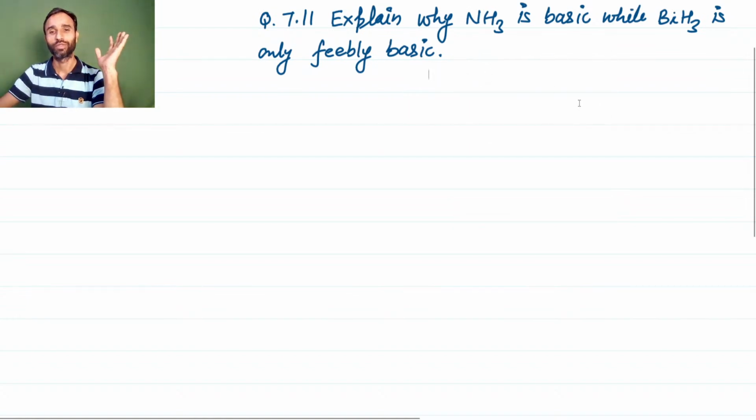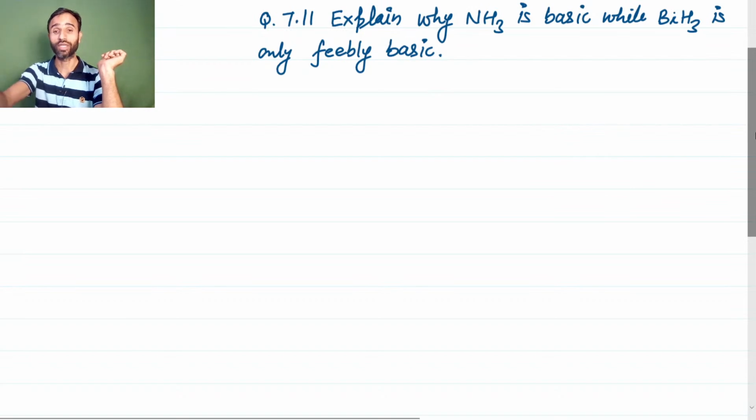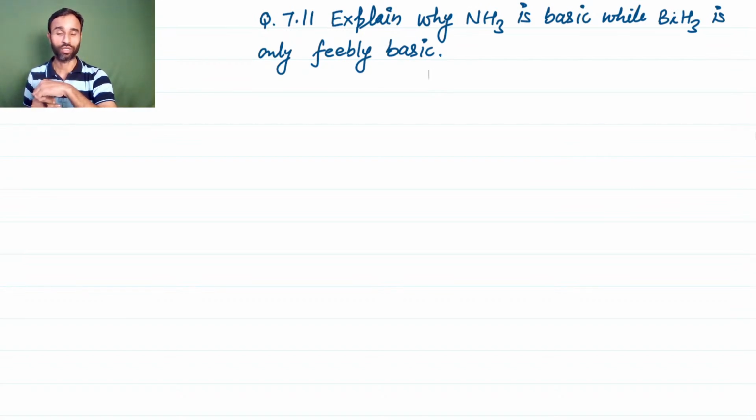Today we have questions again from NCERT. So question number 11 of NCERT, we have started this P block elements, and this class is daily from 8 p.m. to 8:45 p.m., right? So question number 11 is on your screen, that is, explain why ammonia is basic while BiH3 is only feebly basic, right? So ammonia is basic.